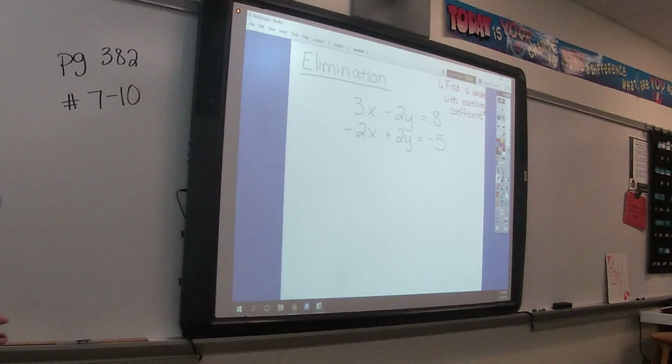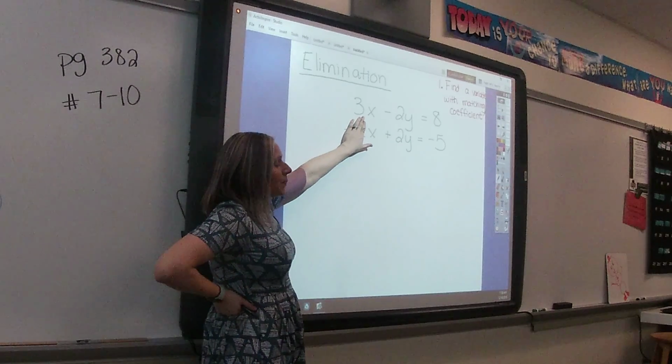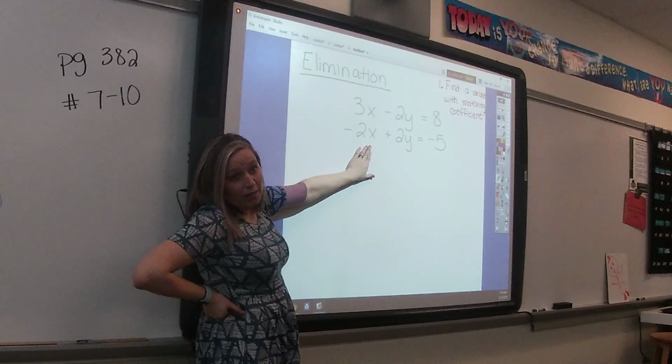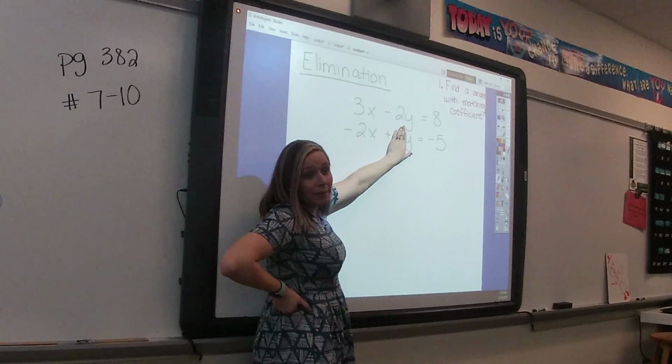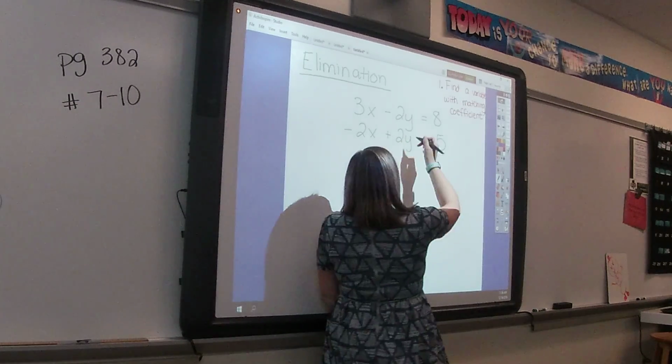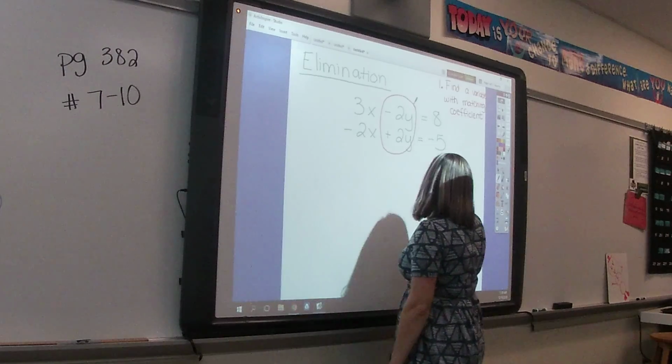If we look at the x's, what number's in front of this x? 3. What number's in front of this? 2. So those don't match, they're different numbers. This has a negative 2, and this has a 2. Those are both 2s, so this is where we are going to focus.